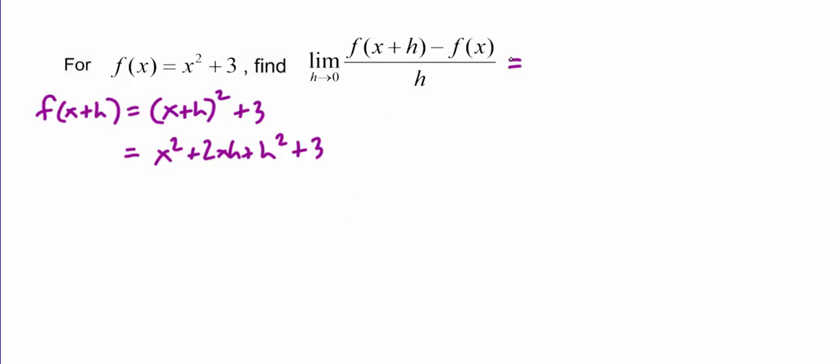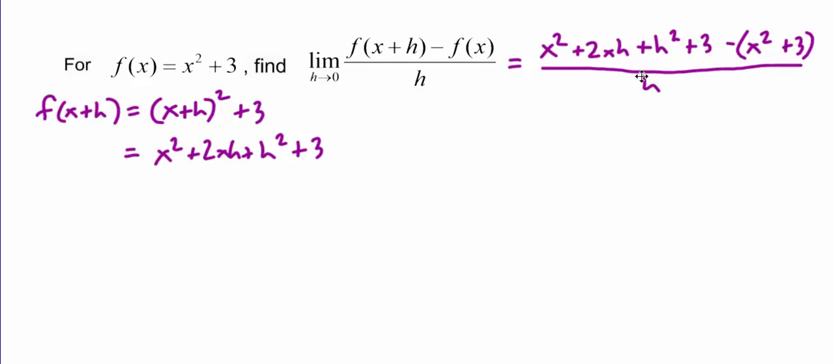All right, so let's evaluate our limit. We just simplified f of x plus h. That's x squared plus 2xh plus h squared plus 3 minus the original function f of x. So that's x squared plus 3. Notice the parentheses around that. All divided by h. So we're trying to evaluate the limit as h approaches 0 of that function. Now, we can't just plug in 0 right here because we'd have division by 0, but take a look at this. The x squared terms cancel each other out. The 3 and 3 cancel each other out.